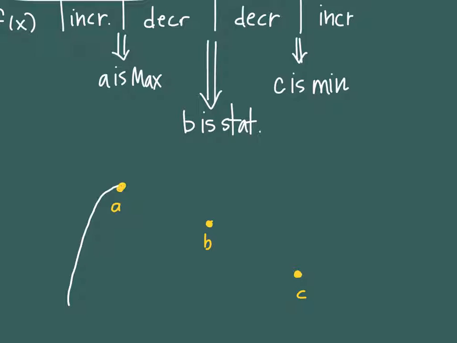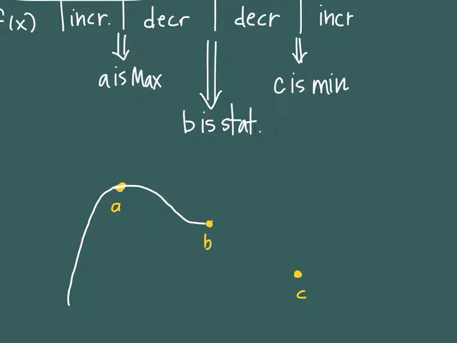As it goes between A and B, it must be decreasing, but B is a critical point, which means it has to have a horizontal tangent. So as I approach B, I need to approach a horizontal tangent. I'm not just going to go to B like that. That's not a horizontal tangent. As I approach B, I'm going to approach it more like that, so that I'm approaching a horizontal tangent.